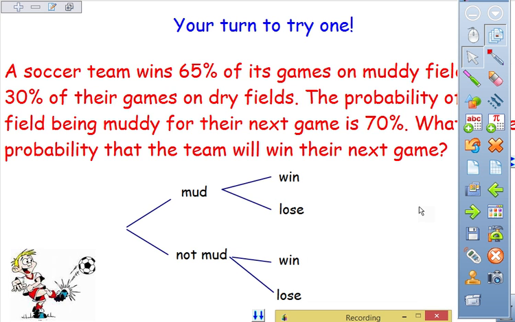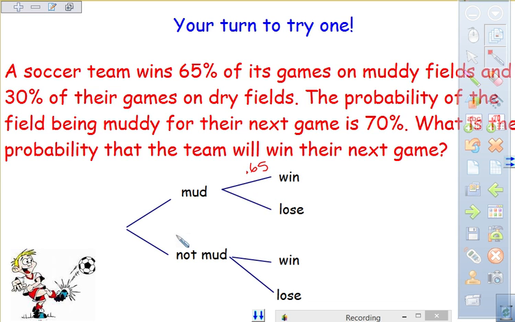Here's our solution. A soccer team wins 65% of its games on muddy fields and 30% of their games on dry fields. So muddy and winning is 65%. Winning on dry fields is 30%. The probability of a field being muddy for the next game is 70%. So those are the numbers that were given to us.